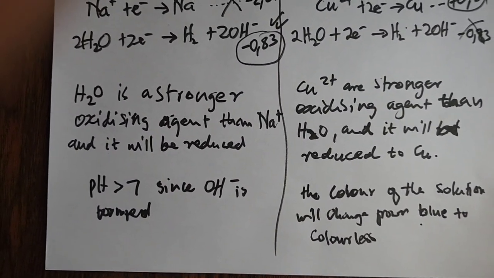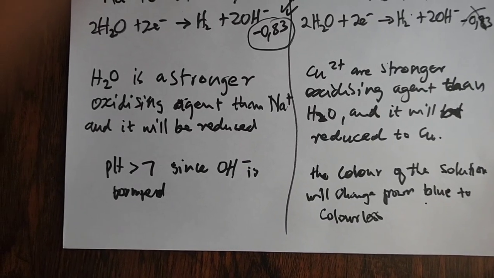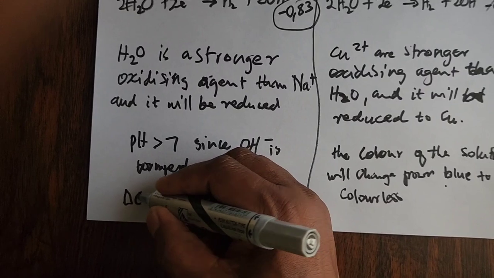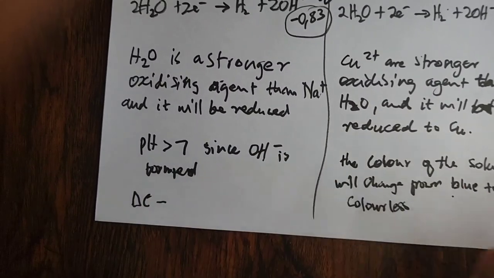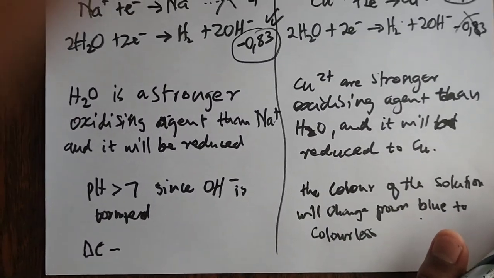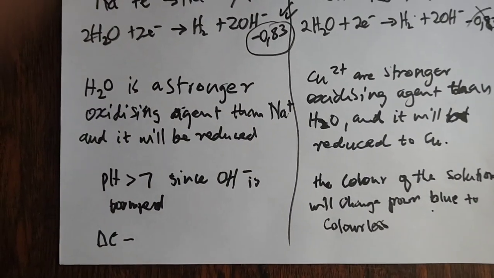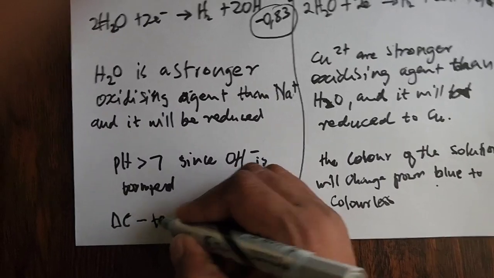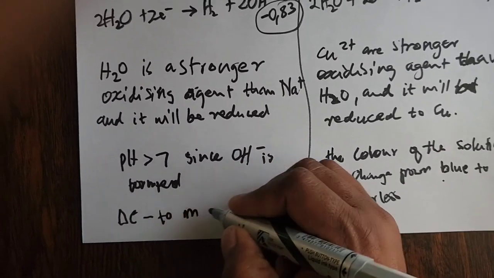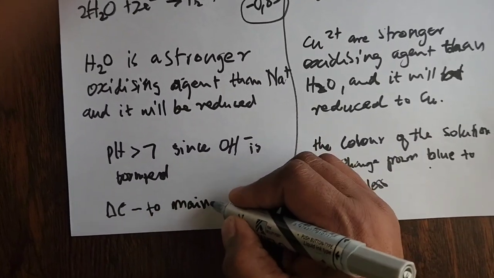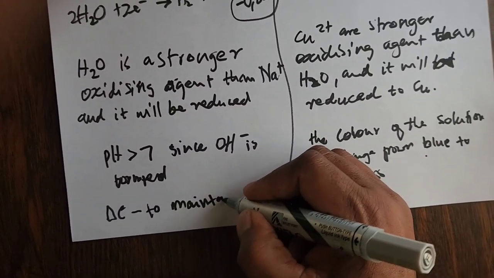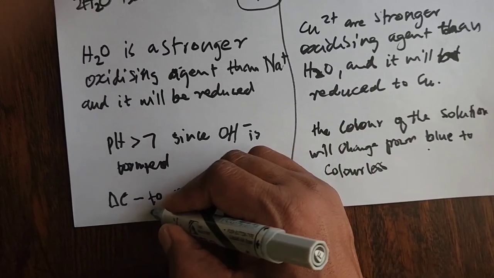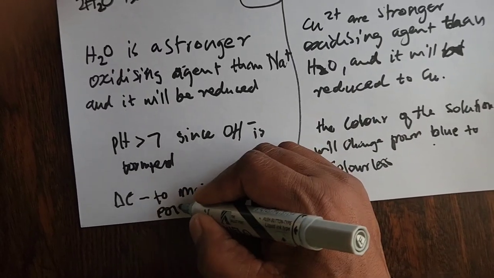Otherwise, they can ask you as well to say, why do we prefer DC over AC in the cells? When the cells are operating, why do we prefer DC? We need DC because we want to maintain the polarity of the electrodes.